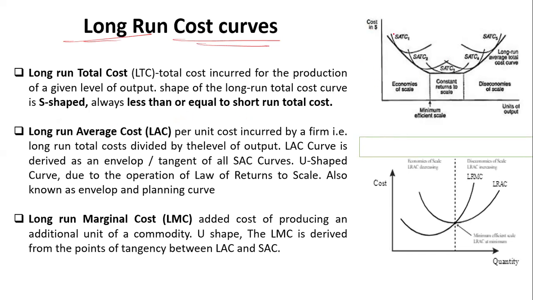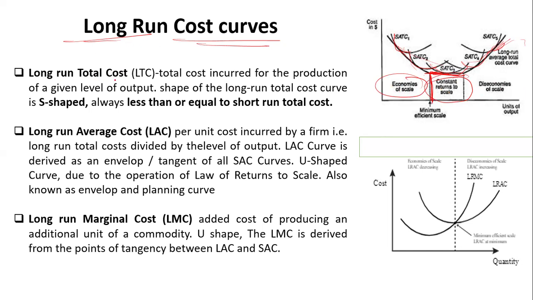First of all, see this diagram. This is the curve of the cost. What happens in the short run? In the short run, the short run average total cost makes small points and forms an arc. Before the stability point, this portion is economies of scale, this is constant returns to scale, and this is diseconomies of scale.